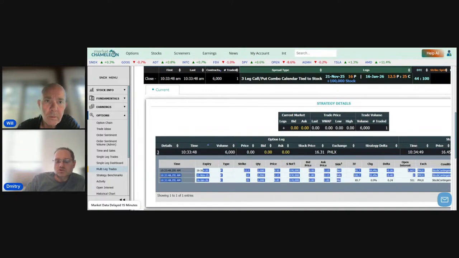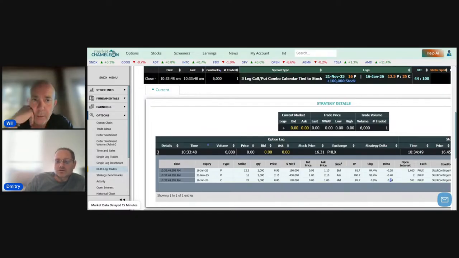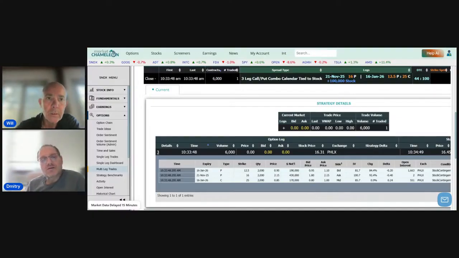Okay, this is what I was looking at. Here's the stock component, 100,000. And here are the deltas. Yeah, it breaks down the whole trade. Sorry, I didn't realize that this did not navigate to that screen. So the whole time I was looking at this screen. That's why it probably didn't make sense to some of the people.